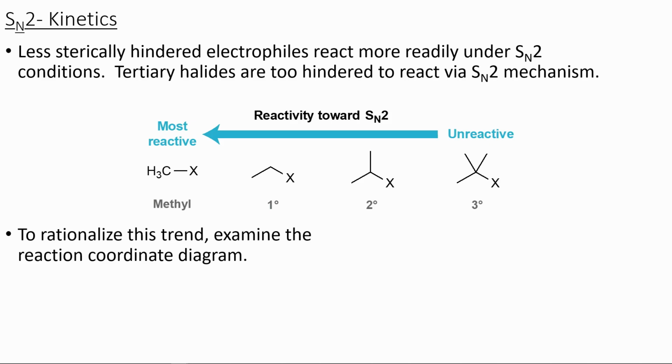This is going to be due to the steric hindrance. If a methyl group or a primary leaving group exists, then there's a lot of room for the nucleophile to attack. There's not much steric bulk in the way. However, with a tertiary halogen, these methyl groups that are flanking the halogen are going to make it quite difficult for a nucleophile to attack.